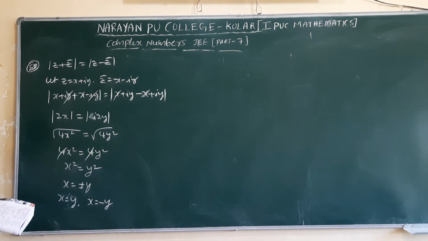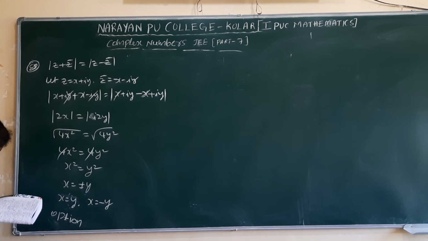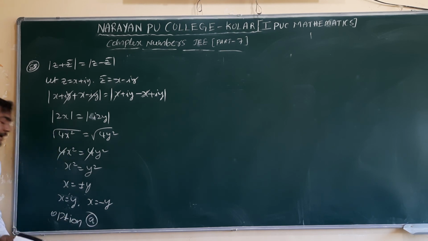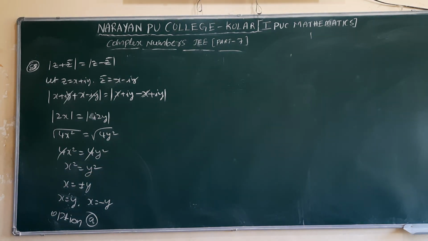Here option A is the correct option, because we are getting a pair of straight lines. Option A is the correct answer.